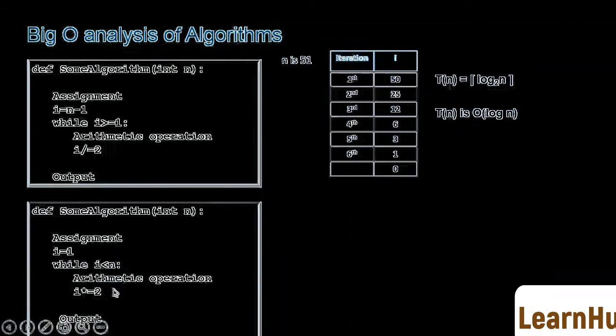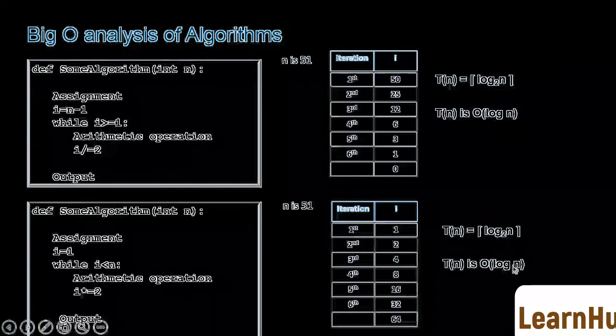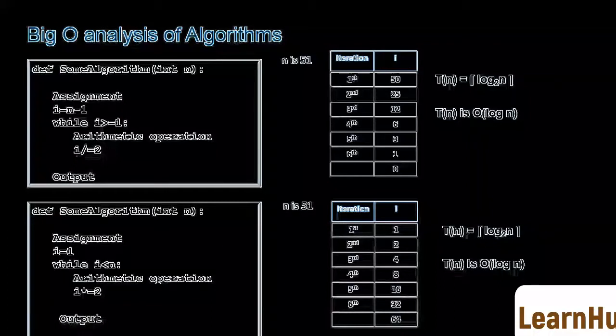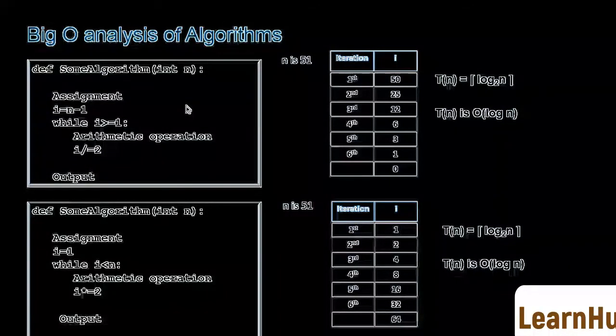Now in this loop, control variable is multiplied by 2 in each iteration. If the value of n is 51, then this loop will also have 6 iterations. So number of iterations for this loop is also given by log base 2 of n. So this algorithm is also of order log n. Instead of this 2, if we divide or multiply this control variable by any other constant, then also the complexity will be order of log n. So if in a loop the control variable is divided or multiplied by a constant amount, then the time complexity of that loop is order of log n.